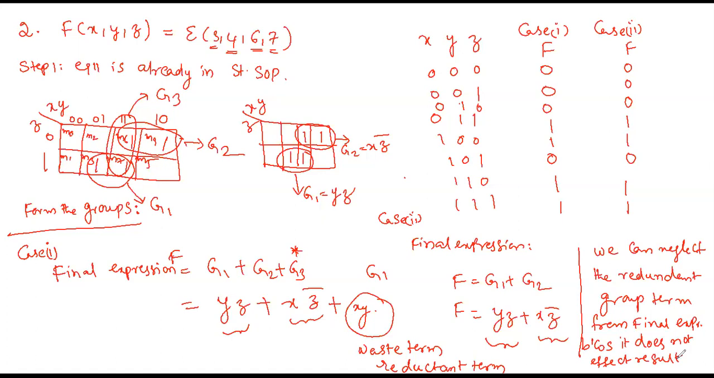Okay, Amma. This is the second problem, and redundant term. Redundant term means with already covered minterms, if you form a new group, that will generate a redundant term.